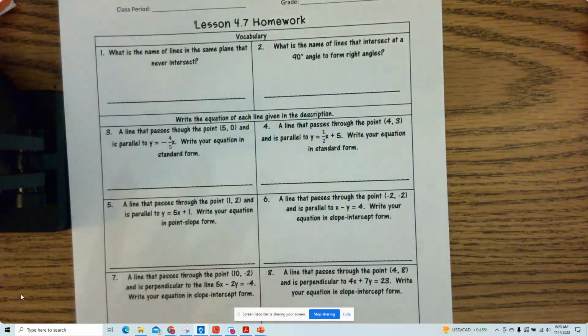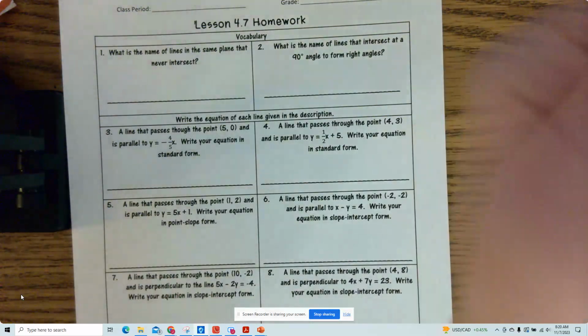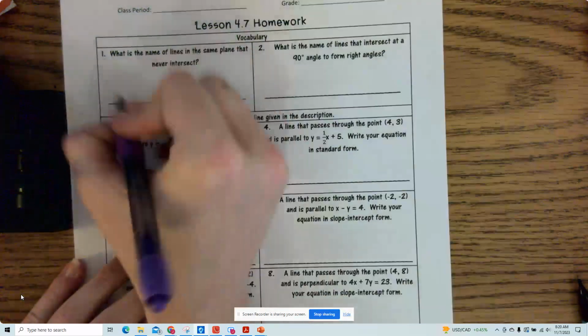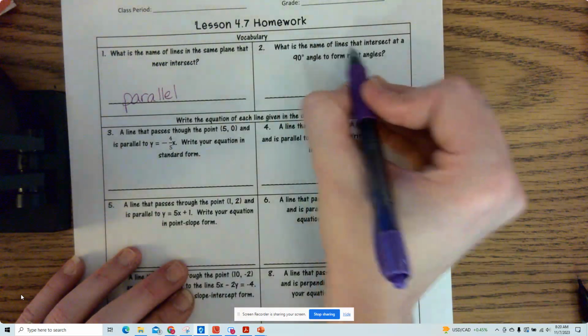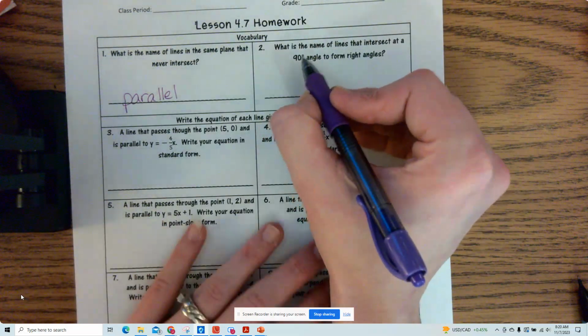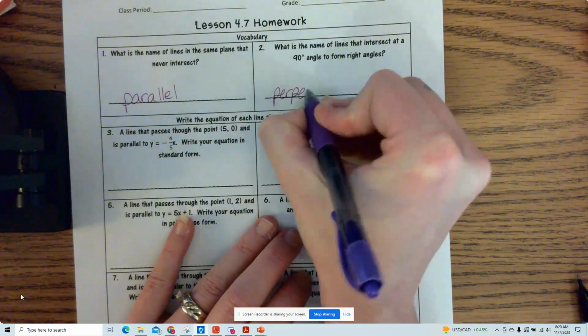All right, so our assignment for the day. Vocab first. What is the name of lines in the same plane that never intersect? Parallel. What is the name of lines that intersect at a 90-degree angle to form right angles? Perpendicular.